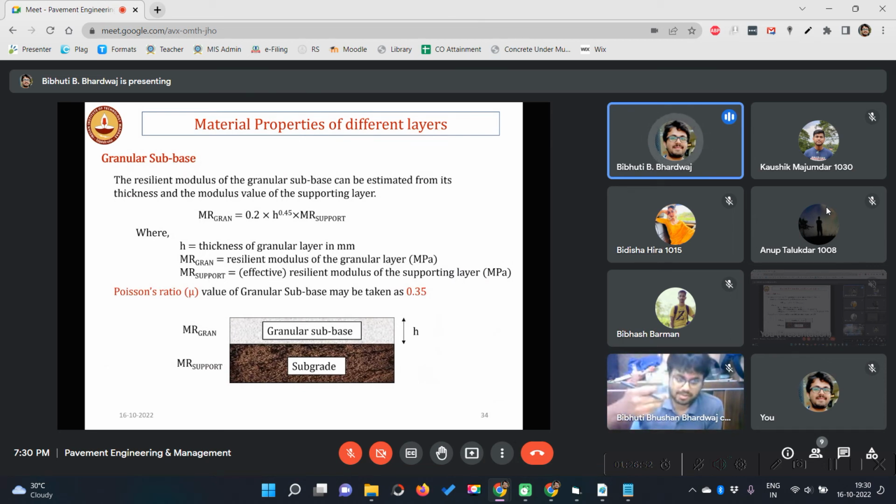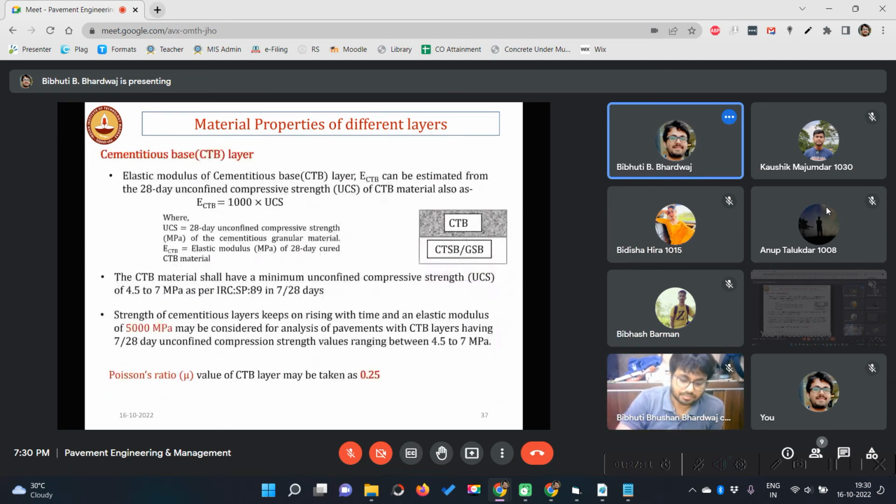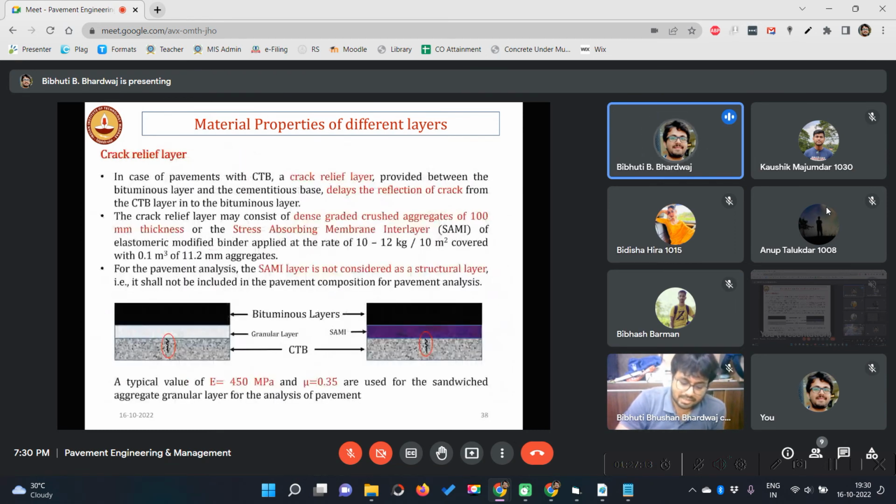of the above layers. Okay, there can be different types: granular subbase, then cemented base, and in granular base, we need to check whether both the layers are granular. Then we can consider the same formula, but in this case, the thickness of the granular layer will be higher. But if it is CTSB, then again we need to change it. It's cemented base. Relief layer also we have learned.